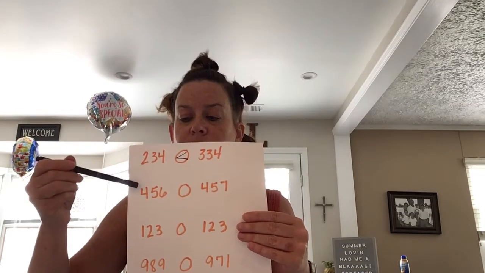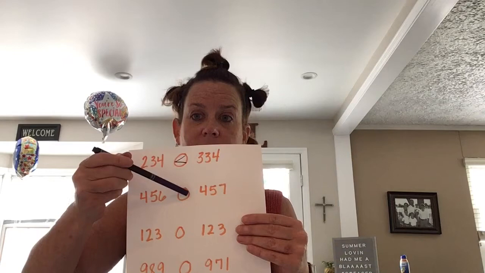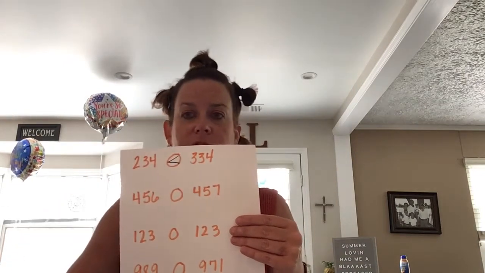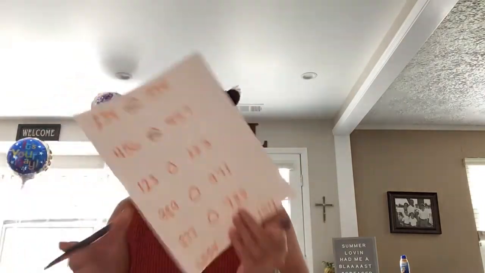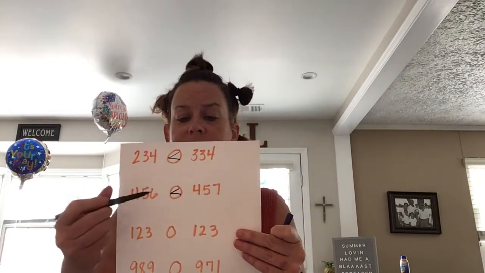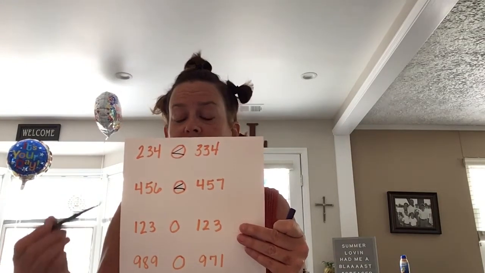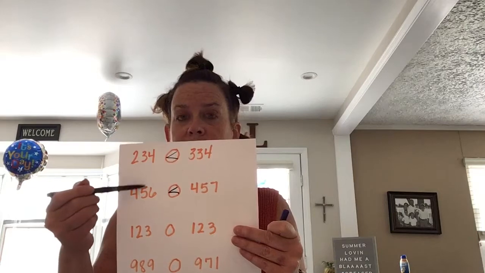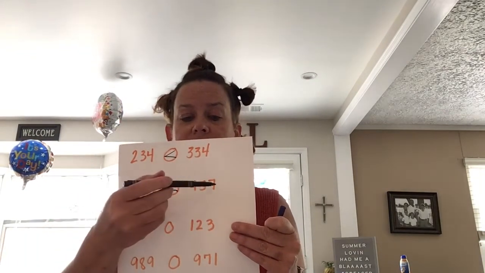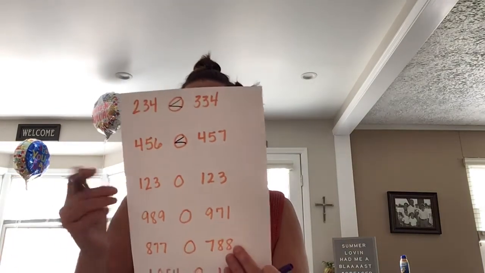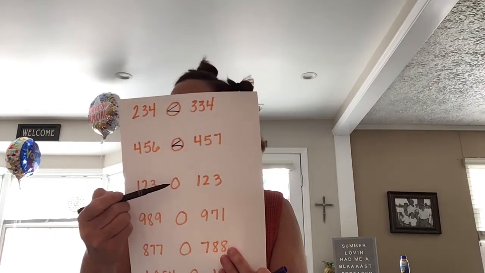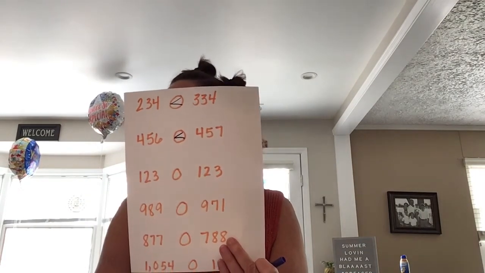What would you say? 456 is greater than, less than, or equal to 457. Hopefully you said less than, so the arrow's going that way again. 456 is less than 457. The reason I know is my hundreds are the same, the tens are the same. Then when I go into the ones, I have a 6 here, I have a 7 here, so the 6 is less than the 7. Next one, 123, is it greater than, less than, or equal to 123?